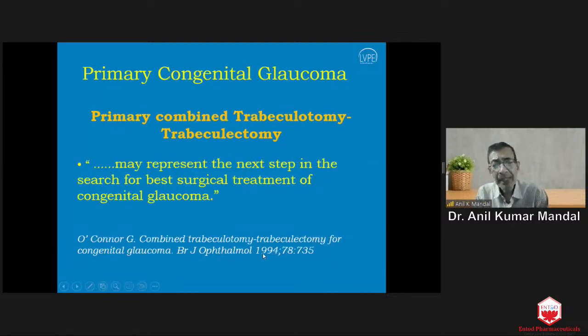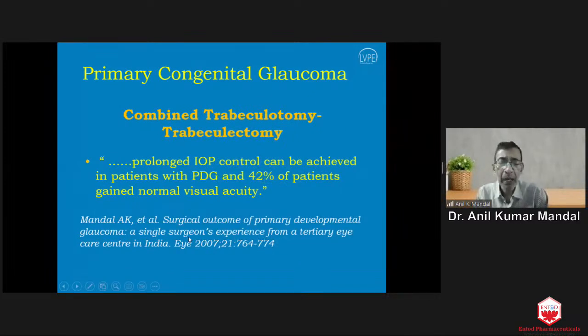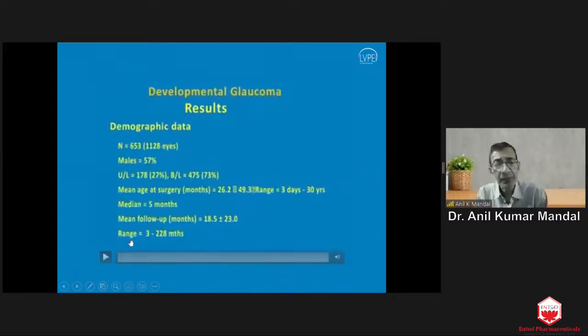So in 1994, British Journal of Ophthalmology published an editorial which really talks about Professor Sood's work and the impression which we got from RP Center. Combined trabeculotomy, trabeculectomy may represent the next step in the search for the best surgical treatment for congenital glaucoma. Here is a situation: 14 and a half years results published in 2007. Prolonged IOP control was achieved and 42% of the patients gained normal visual acuity. I am presenting this.